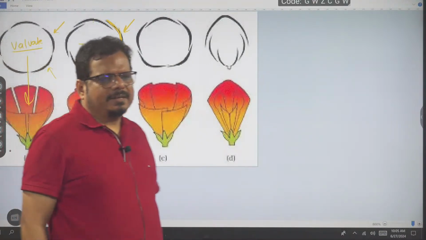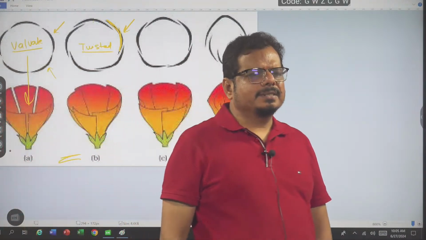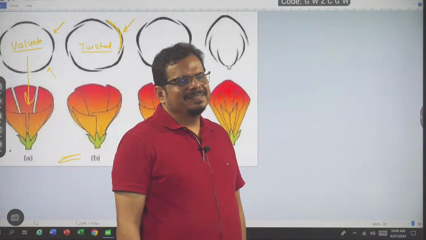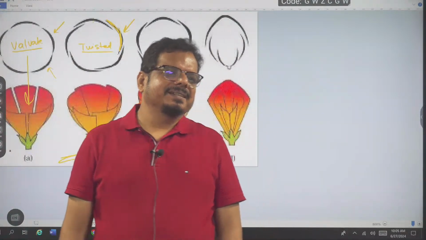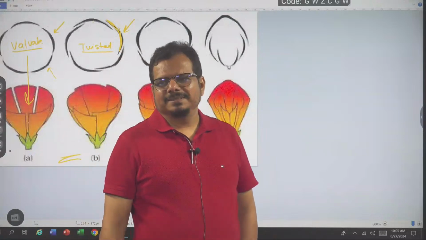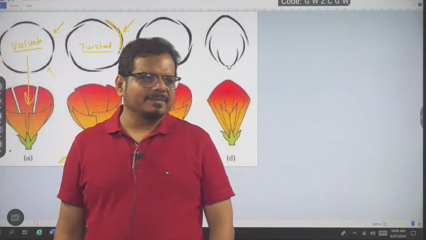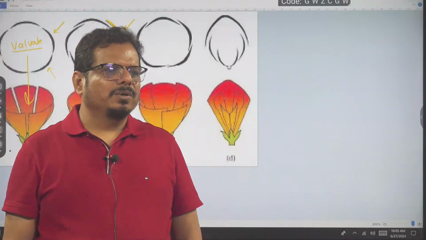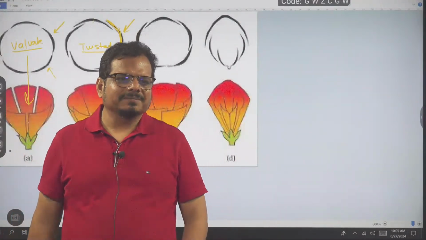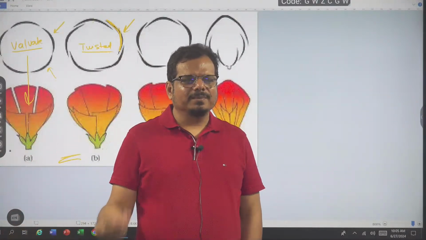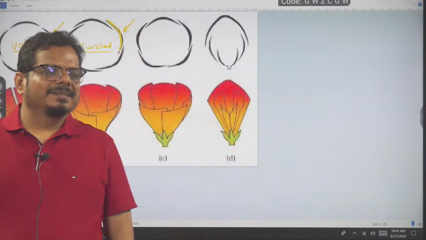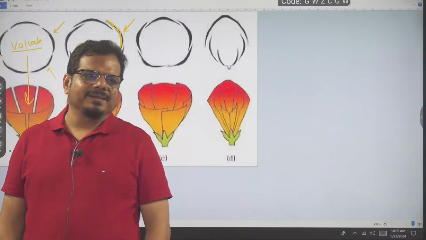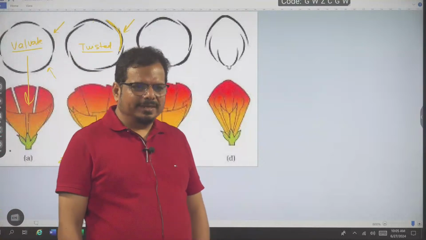That is called twisted. And you better note, twisted aestivation is present in which one? What example did you tell about the twisted? Once again, tell me. Fast, recall: twisted aestivation. Valvate you told, calotropis. Twisted you told: lady finger, cotton, China rose. Getting the things or not?